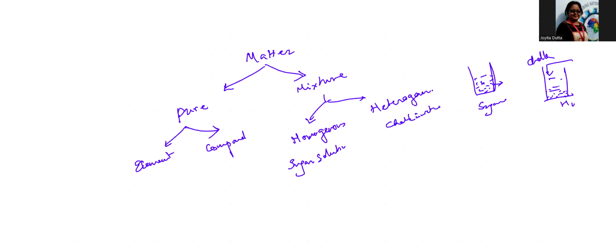So this is how I classify matter. Based on composition, I can classify matter into elements, compounds, and mixtures. Again, mixture can be further classified. The broad classification of matter is pure substances and mixtures. Next, I have another way of classifying matter, based on its metallic property.